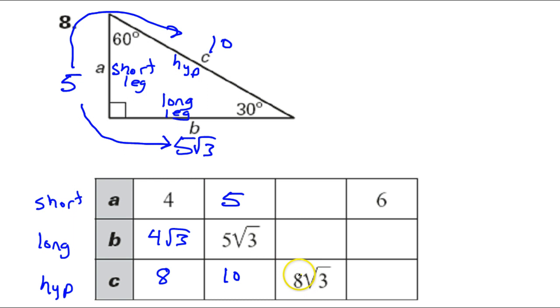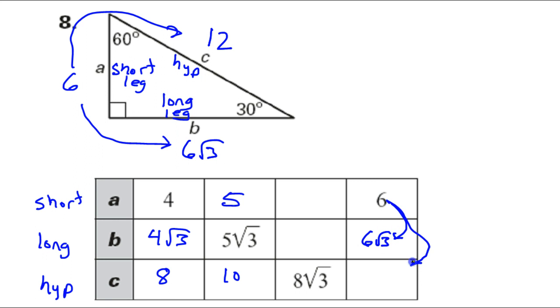This next one is the only one that's even slightly tricky. In fact, let me come back to it. Let me save it for last. Because this one, if we know that the short leg is 6, we'll see how easy that is. If the short leg is 6, then put a radical 3 on it, and you've got the long leg. Double it, and you've got the hypotenuse. So it would be 6 radical 3, and 12. Just like that.